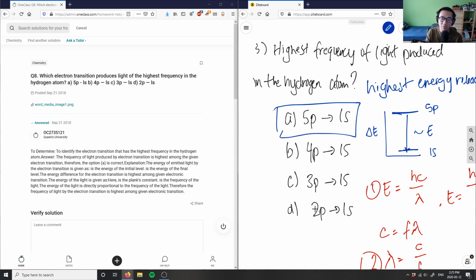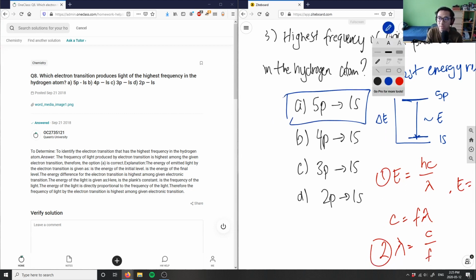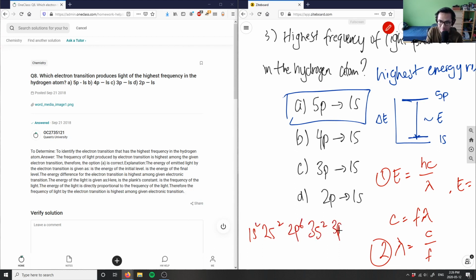Because if you look at the electron configuration, option A would be much greater in terms of energy than 2p. 1s is all the way here, and then it's 1s2, 2s2, 2p6, 3s2, 3p6, and so on. As you can see, the higher the principal quantum number, because here n equals 5, this is n equals 4, n equals 3, and n equals 2, the higher the energy level, and the greater the amount of energy that will be released. So therefore, it's going to have the highest frequency of light being produced here.